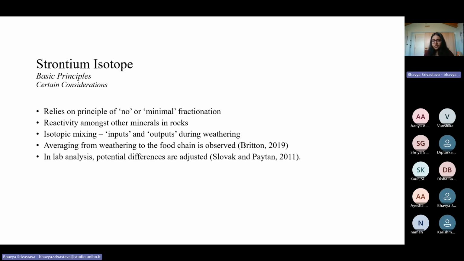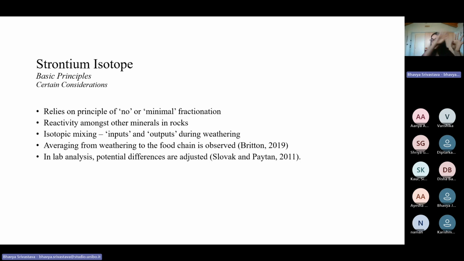The third thing here is to understand the inputs and outputs during weathering. Now, if you see a rock that is formed maybe in the Himalayan region, and because of river activities, because of the erosion of the rock, the sediments would be brought down and gradually deposited in the northern plain region. So, what happens here is that the original sediments from the Himalayan region have the strontium profile of the rocks present there, but they are being deposited in the northern region.